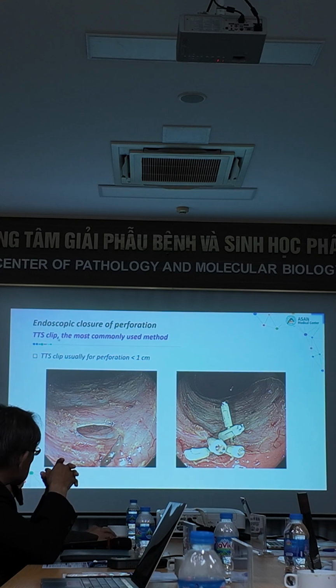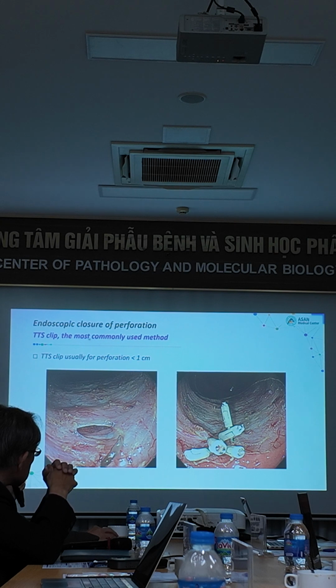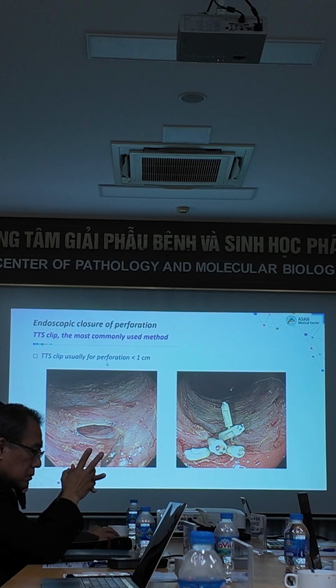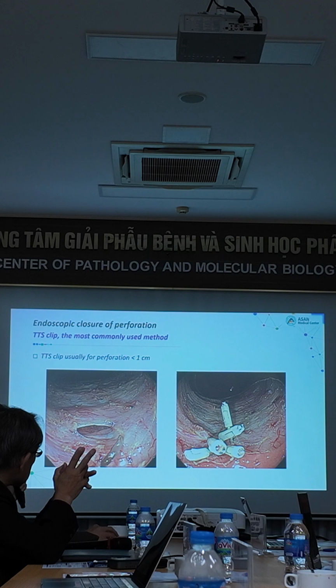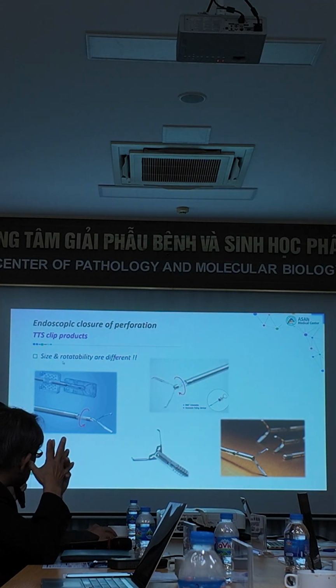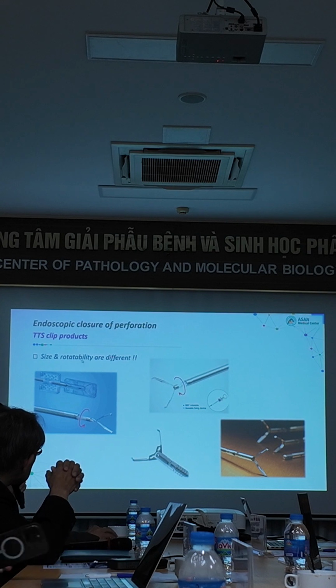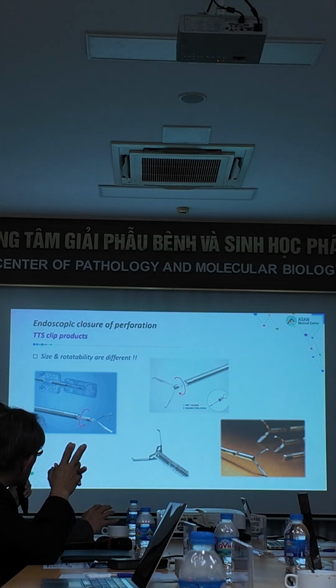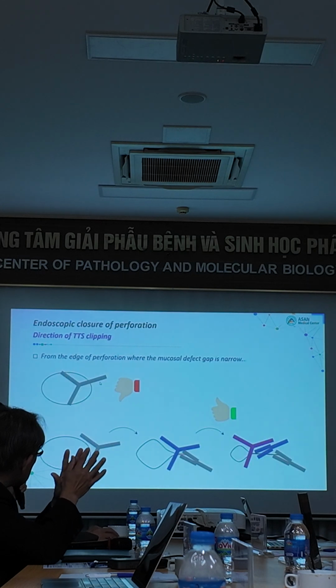And endoscopic through-the-scope clip is the most commonly used method for endoscopic closure of perforation, and through-the-scope clip is usually indicated for perforation of 1 centimeter or smaller. And there are several sizes of clips. Some of them are relocatable and the others are not. So you can select the most appropriate clip according to the size, location, and morphology of perforation.